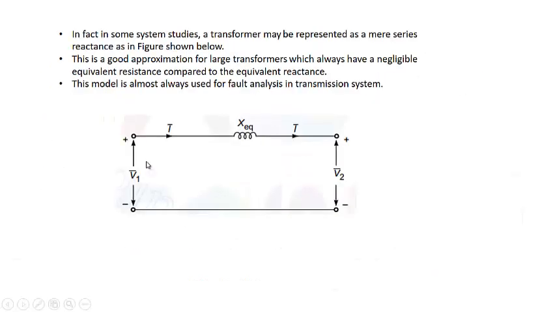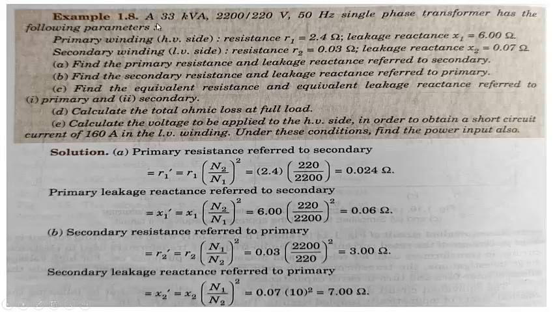Now let us try to do one numerical on this. We have a 33 kVA, 2200 by 220 V, 50 Hz single phase transformer that has the following parameters. Primary winding, that is the high voltage side, has R1 equal to 2.4 ohm and leakage reactance X1 equal to this. On the secondary side, we have resistance equal to this, and leakage reactance this. Find the primary resistance and leakage reactance referred to the secondary side. We have to refer them to the secondary side. Find the secondary resistance and the leakage reactance referred to the primary side.